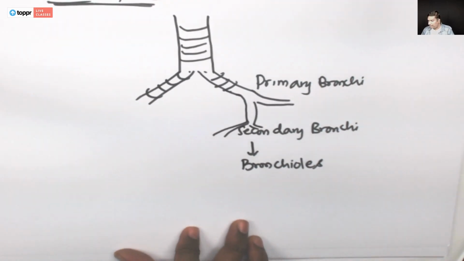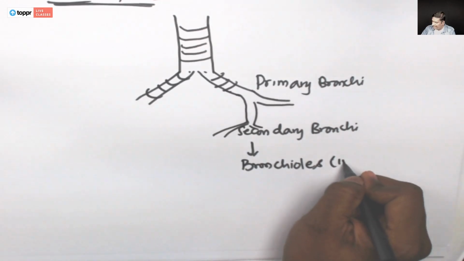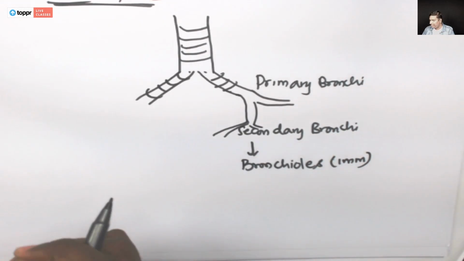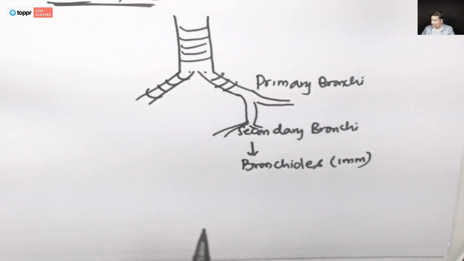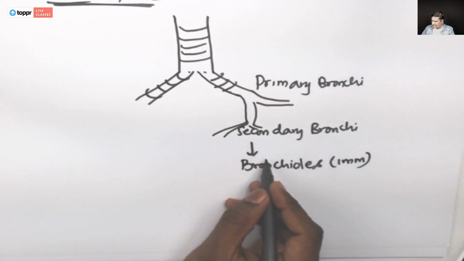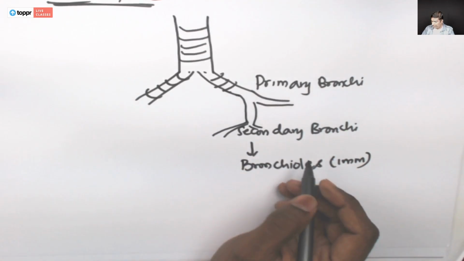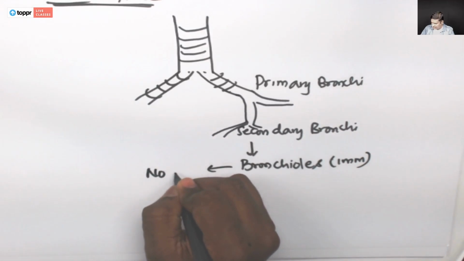These bronchioles roughly have 1 mm diameter. So just imagine how thin they are. Bronchioles finally have 1 mm diameter. And when the bronchioles start, you don't see any cartilage rings.